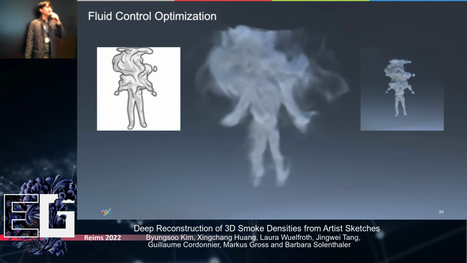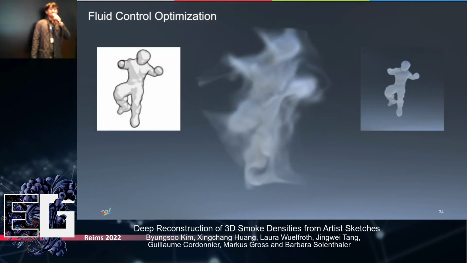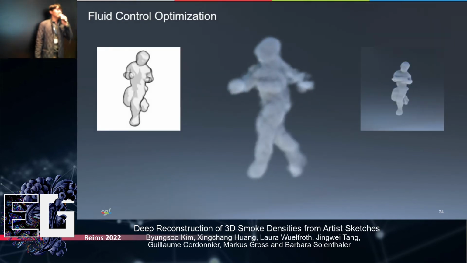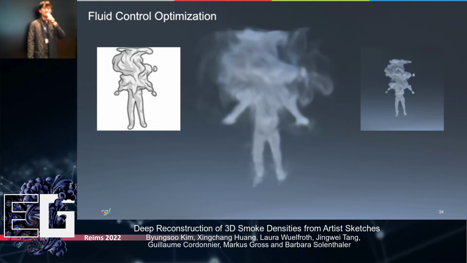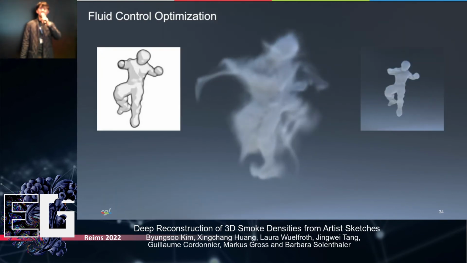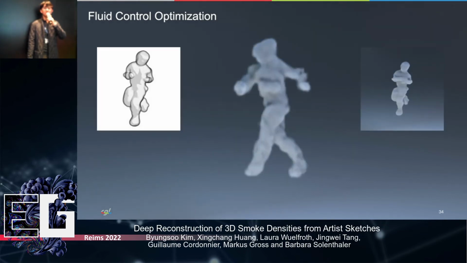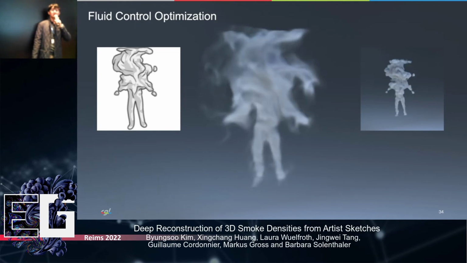All right, so as a last application of our method, authored smoke keyframes can be used for target-driven fluid simulations. We used 2 reconstructed frames from sketches, and the resulting animation showed that the simulation matches the target density keyframes, while generating intrinsic flow structures due to the dynamics of the underlying physics solver.